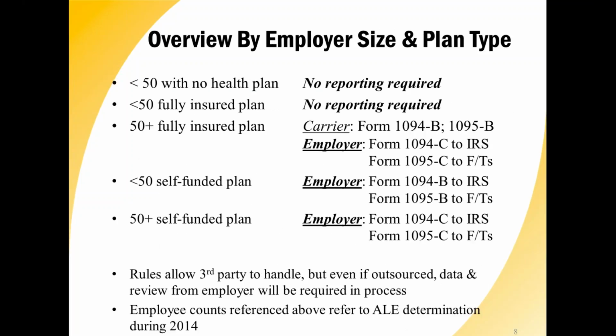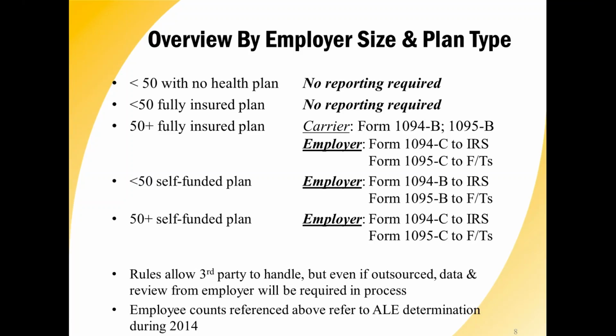This slide includes a quick overview of what employers have to report specifically. Again, employers that were under 50 are exempt. That could be an under 50 employer with no health plan in 2015, or an employer that was under 50 in 2014 and had a fully insured plan this year. No reporting is required. There is an exception in that self-funded plans have an obligation, since there's no carrier involved, to report enrollment.